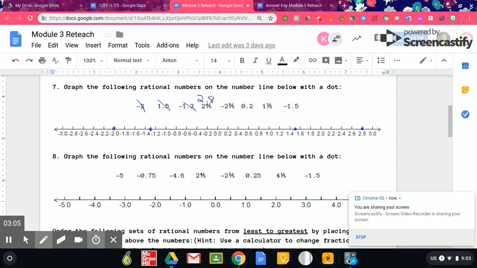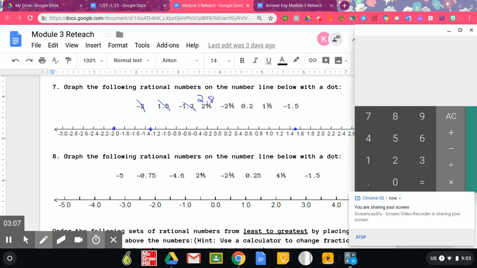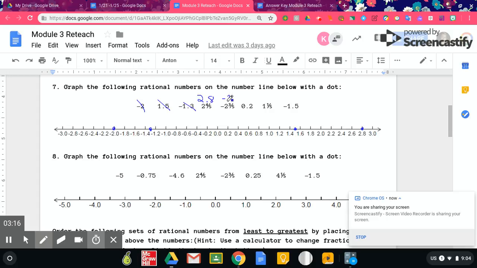-2 3/5, so I need my calculator again. I'm going to clear it. I got to take 3 and divide it by 5. That's giving me 0.6, so -2.6, which is also clearly labeled on the graph. Find the -2's. -2.6 is right here. 0.2, that is in the positives. It's right here.